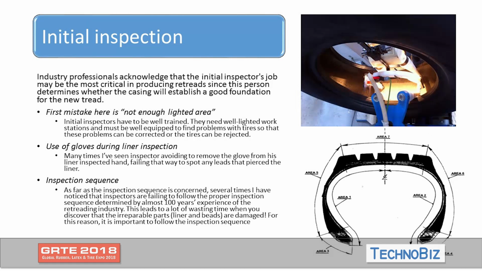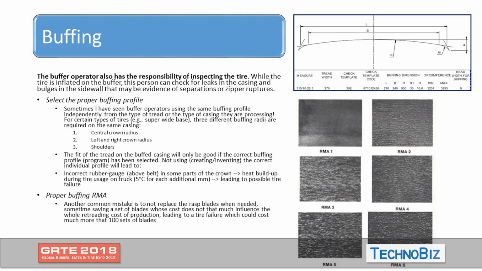And the last point, again on casing inspection, is the use of gloves. Many inspectors, when inspecting the casing, especially the liner internally, use gloves to protect the hand. This is totally mistaken, because using gloves when you inspect the liner, you might not find some leads that have broken the liner, and you don't feel them, because they are very micro leads of cables. So it's very important that when the inspector inspects the liner, his hand is free. I know that sometimes people say, yeah, but this is the rule. Next one.